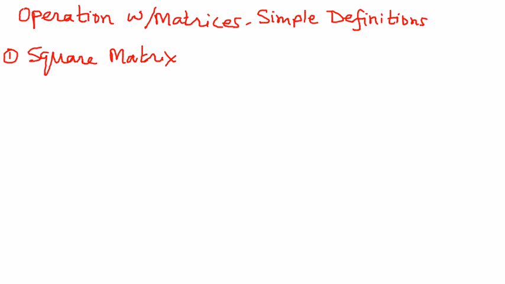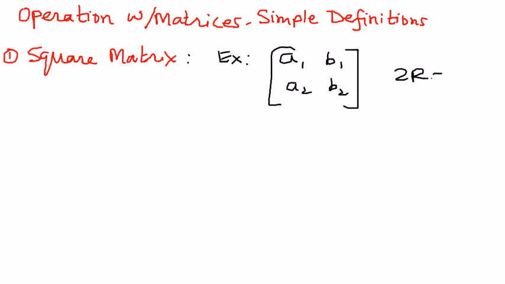So let's take a simple example here. If I have an example like this, A1, B1, A2, B2. The number of rows is equal to the number of columns. We have 2 rows and 2 columns. So therefore it is a square matrix.